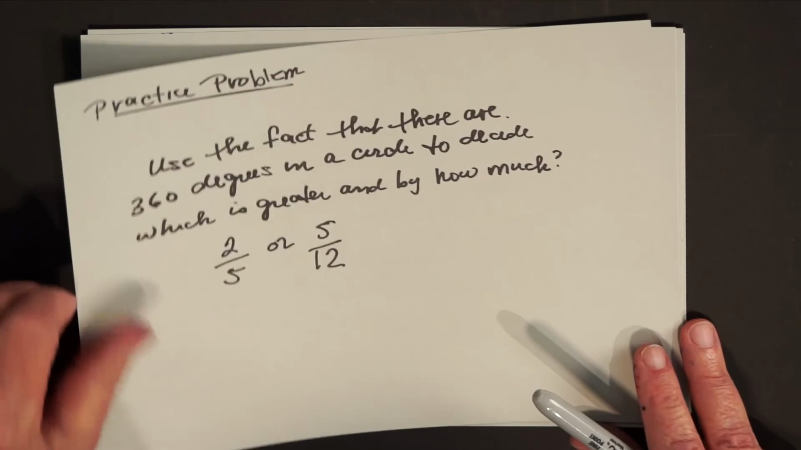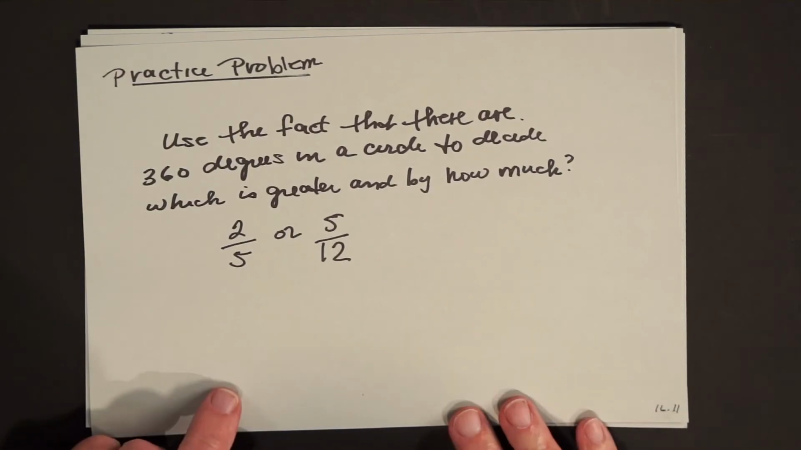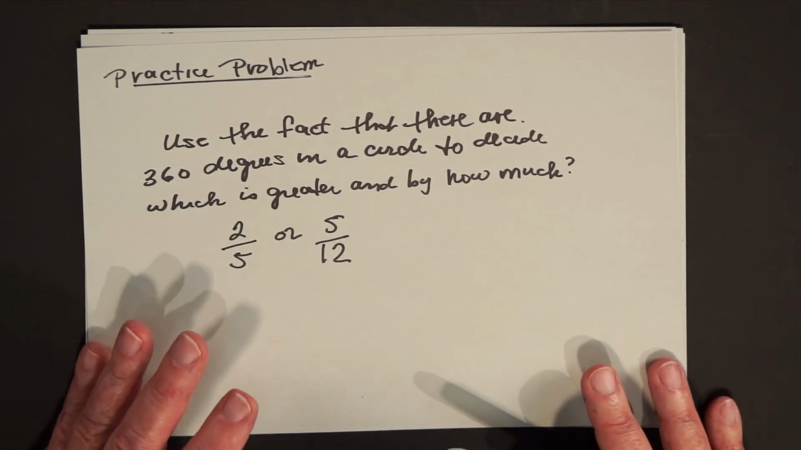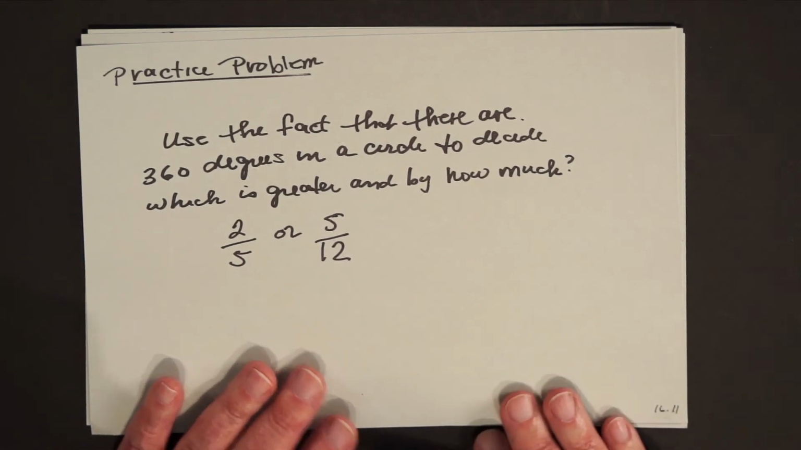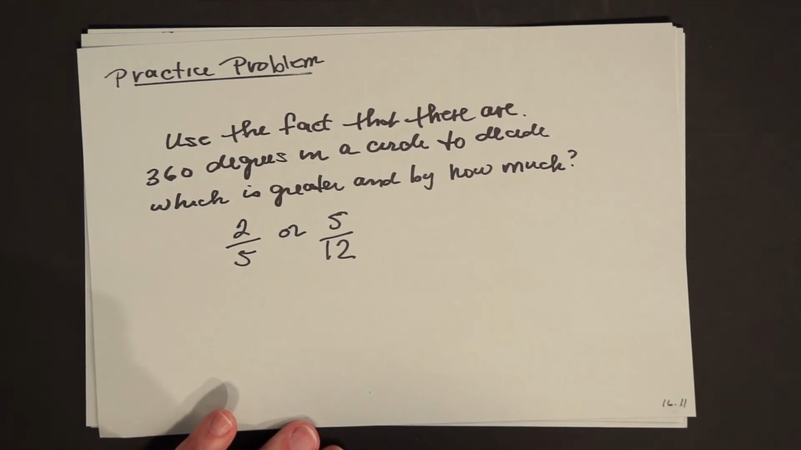Well, I think this is enough for today's presentation. So let's go to our practice problem to see if you get the gist of what we're talking about. The practice problem is simply this: use the fact that there are 360 degrees in a circle to decide which is greater and by how much, 2/5 or 5/12. Pause the video, work on the problem, and resume watching the video if you want to see my comments on the solution.